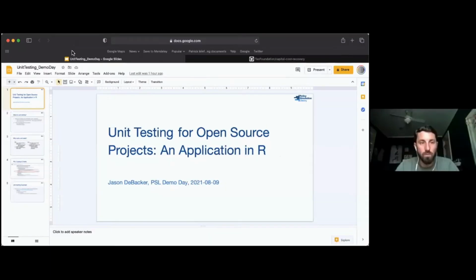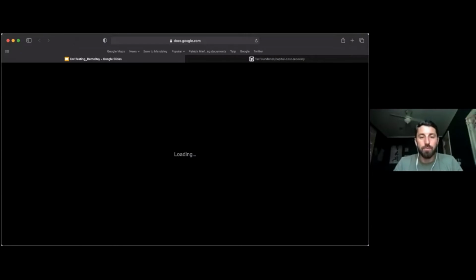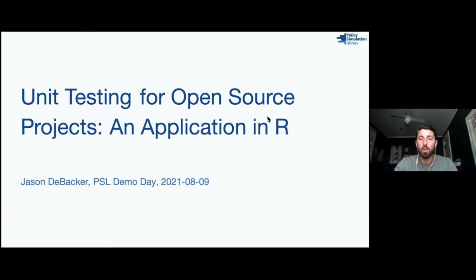All right, so let me share some slides here. All right, so I'm going to talk about unit testing for open source projects, given application in R.